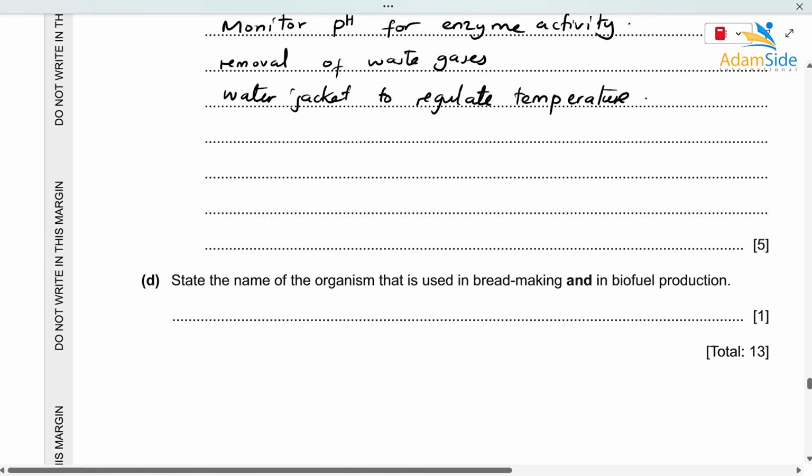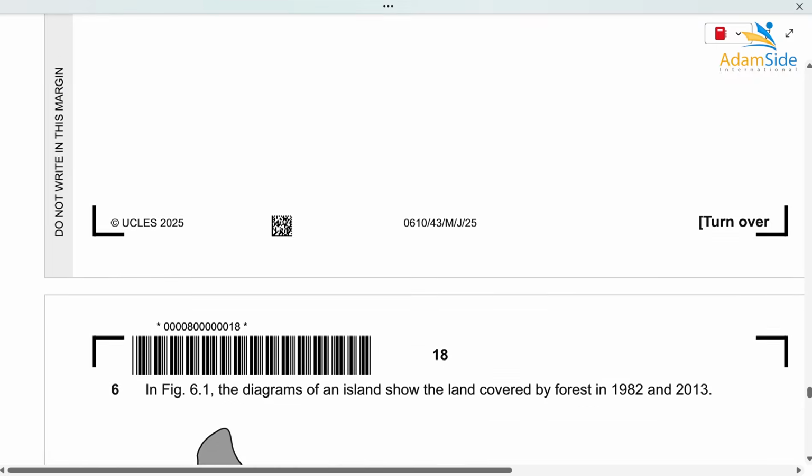State the name of the organism that is used in bread making and in biofuel production. All right, so in bread making and biofuel production, the organism that we need is yeast. Okay, move to the next question.